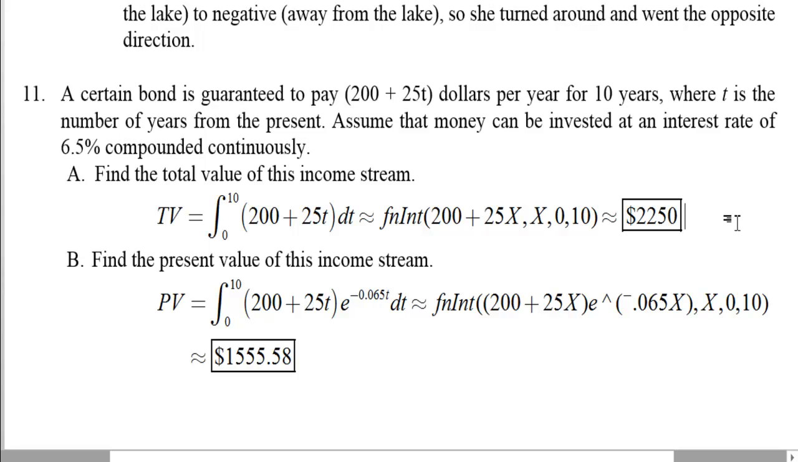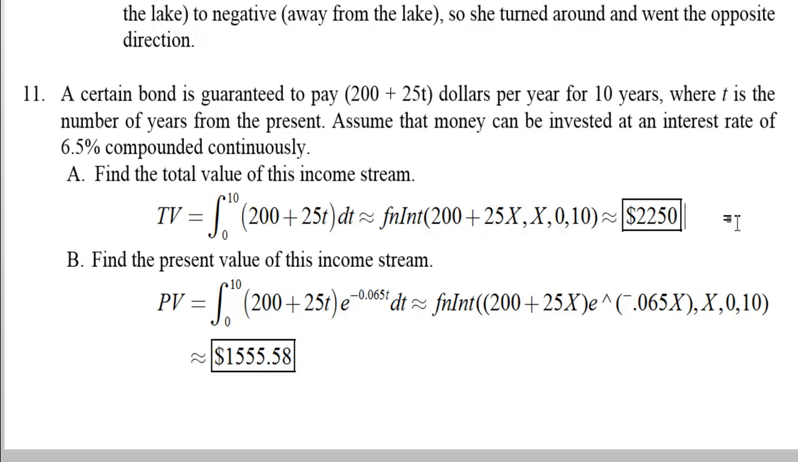Now what these two numbers mean is that if I actually had this money flowing in continuously into, say, a bank account, and I just left it there for 10 years, but this bank account was not paying any interest, then at the end of the 10 years I would have $2,250.